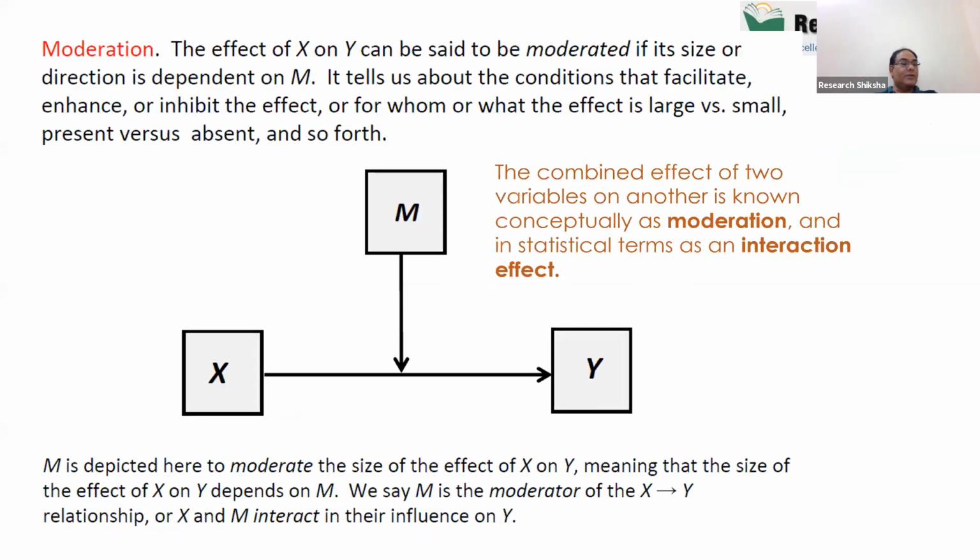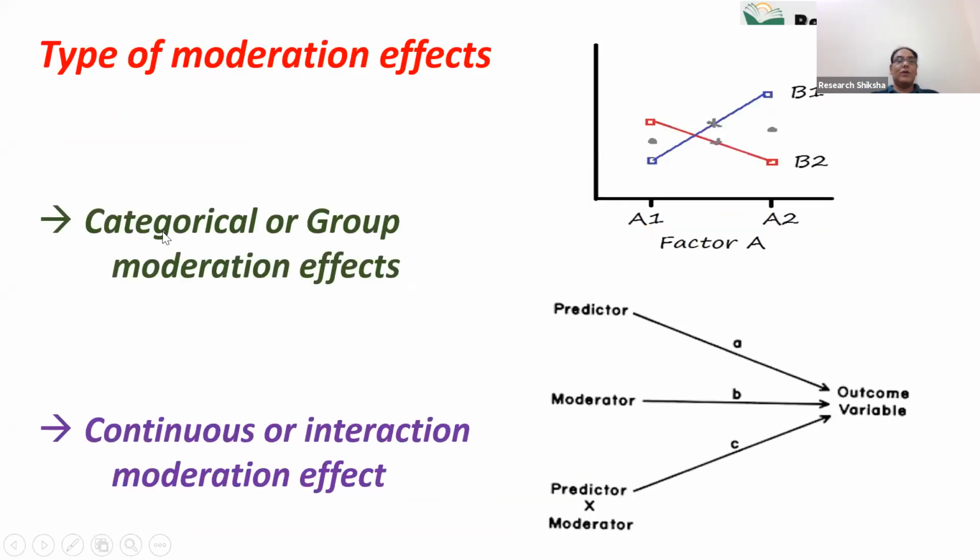So this is the simple moderation, and in this moderation, X is my independent variable, Y is my dependent variable, and M is the moderating variable, right? And there are two types of moderation. One is called categorical moderation, and the second kind is called continuous moderation or interaction moderation effect. Here you can see in this diagram, there is a separate diagram for B1. B1 is category 1 and B2 is category 2. So in both categories the relationship between X and Y is different.